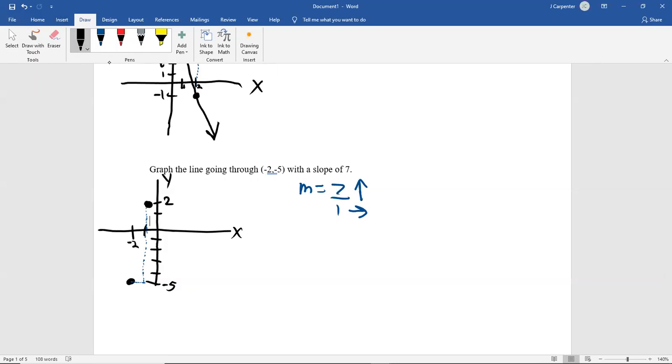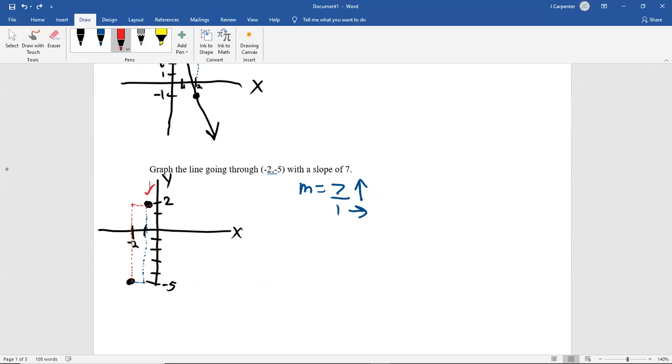So that was -1, 2 is where that point ends up being. Now, if you don't believe me that it doesn't matter the order you go up and right or down and right, check this out. If I go up 7, I'll go from a height of -5 to a height of 1, 2, 3, 4, 5, 6, 7. And then when I go right 1, I go from an x position of -2 to -1. The same point.